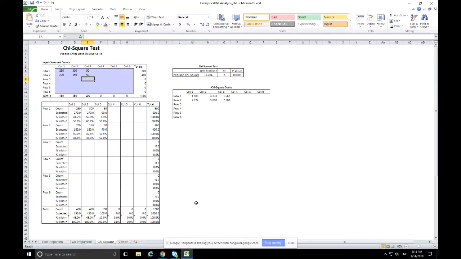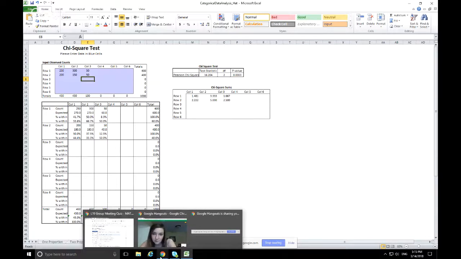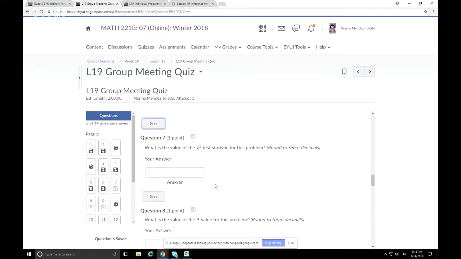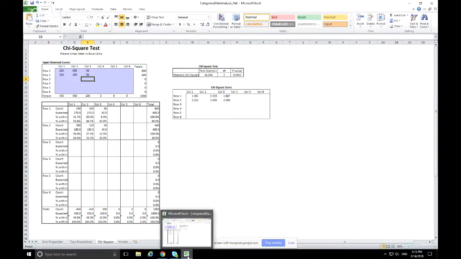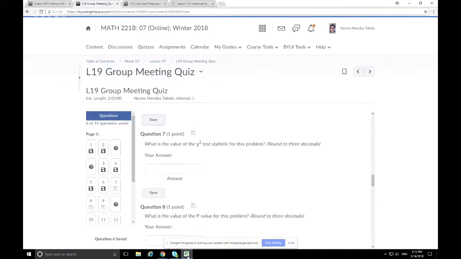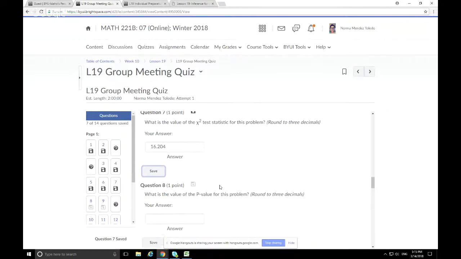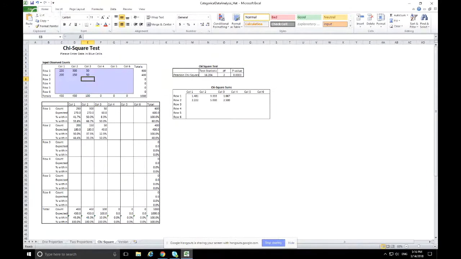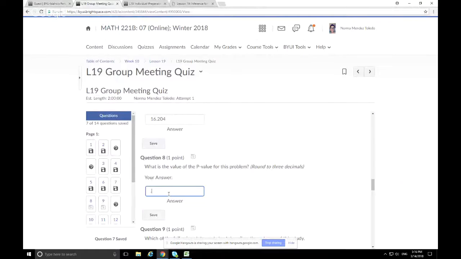Okay. So, yes. The first one, right? There are at least 5 expected counts in each cell. Did you get 16.204 for the test statistic? Yes. Yeah. Okay. Yep. What is the p-value? 0.000. Mm-hmm.